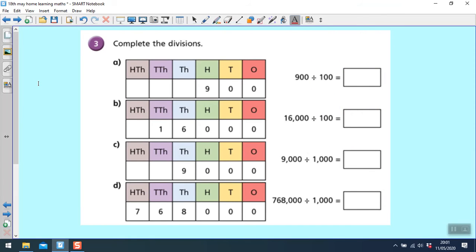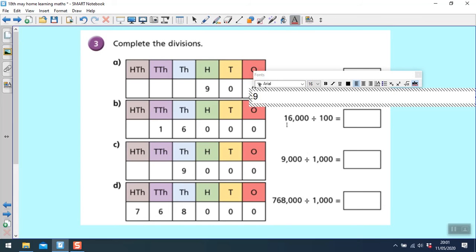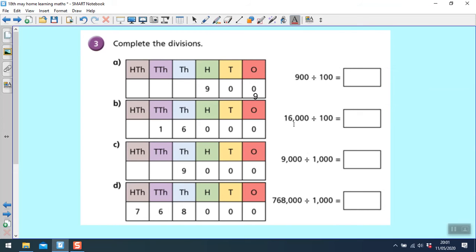Now there's some other divisions to do. So you're not just dividing by 10, you're dividing by 100 or 1,000. Just like before, if you divide by 100, because there's 2 zeros in the number, you're moving it 2 places to the right. If you're dividing by 1,000, because there's 3 zeros in the number, you're moving it 3 places to the right. So 900 divided by 100, moving it 2 places to the right, and it's going to be 9 ones. Pause the video while you complete the rest.